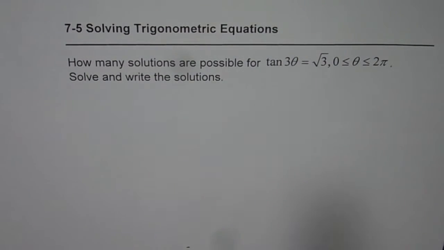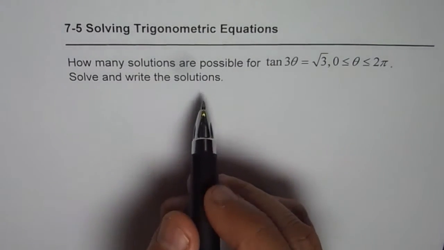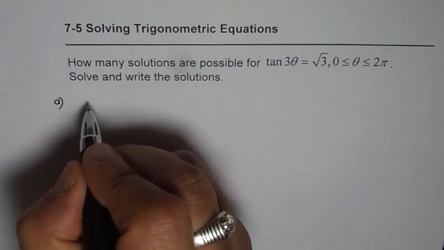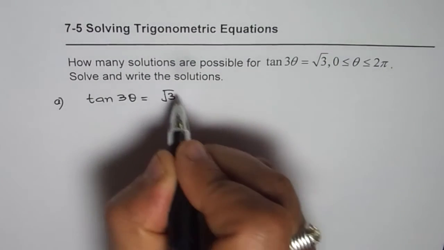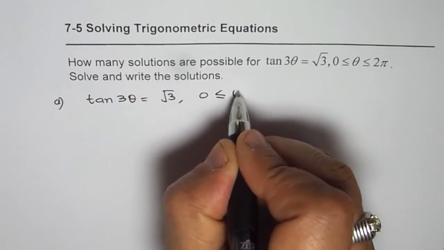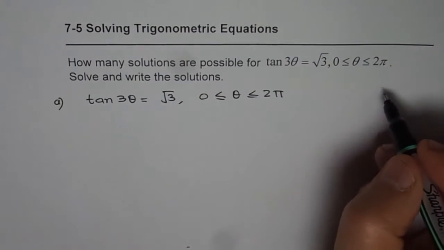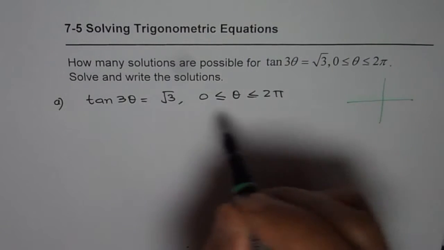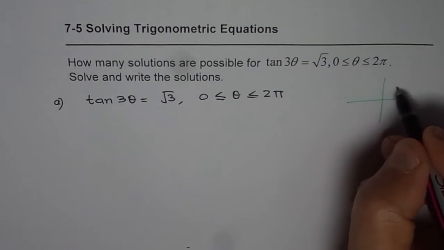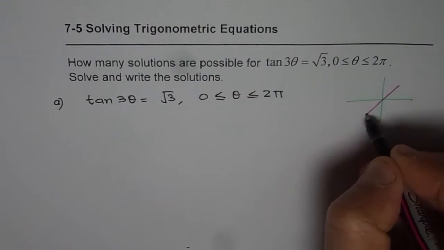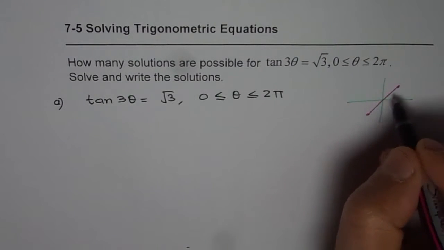So first thing is, we need to understand how many solutions, and second part is we'll find the solutions themselves. So let's answer the first question. We have the equation tan 3 theta equals square root of 3 where theta is between 0 and 2 pi. Since we know that tan has periodicity of pi and we are looking for a positive value, that really means that one of the solutions should lie in quadrant 1, right? And the other should be in quadrant 3.